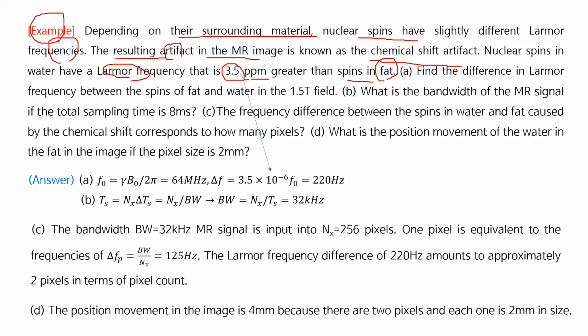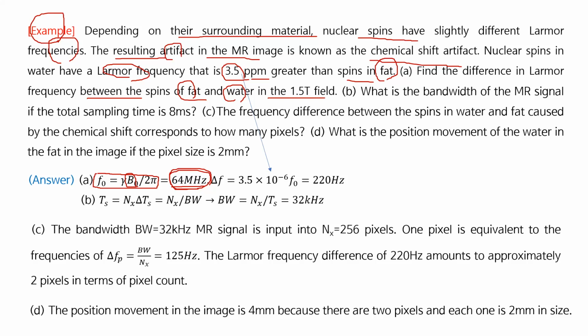First question, find the difference in Larmor frequency between the spins of fat and water in the 1.5 Tesla field. Larmor frequency is given by this expression. So we can put in 1.5 Tesla, and we can get 64 megahertz.